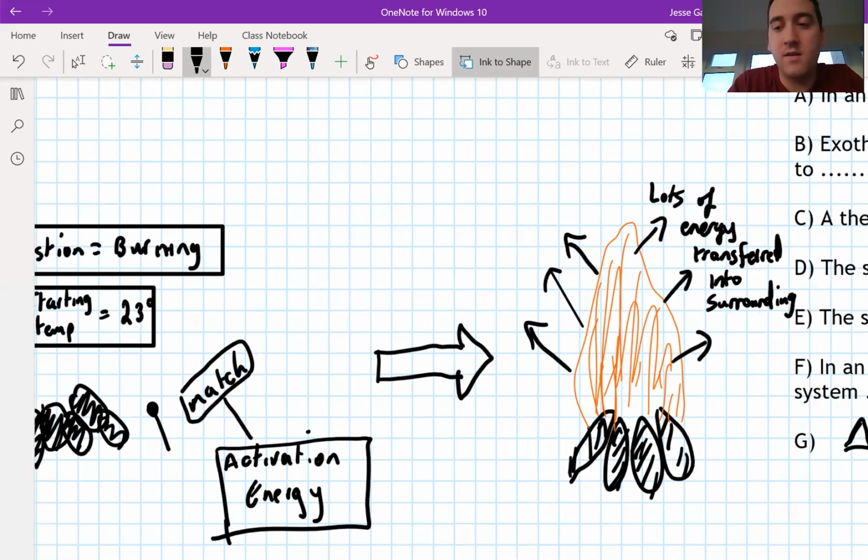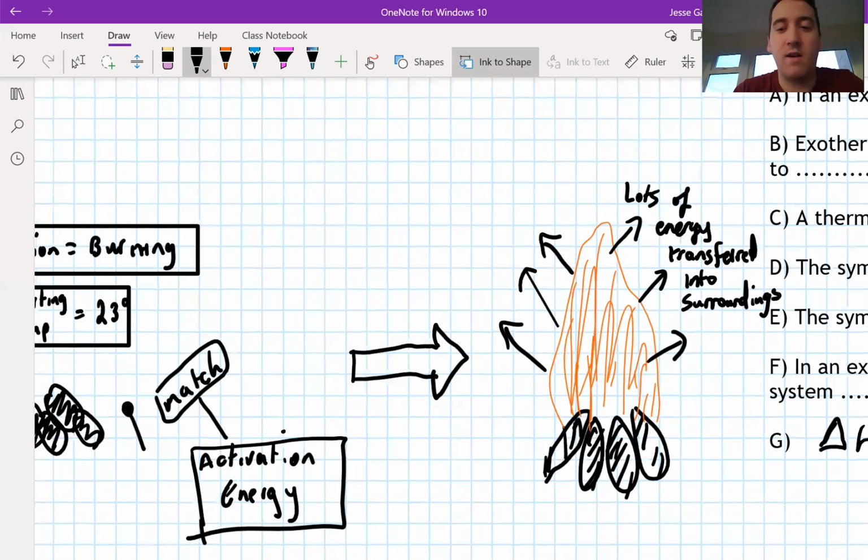So in this case, the fire or the wood is the system, and the air around, it could be your sitting room if you're lighting a fire in the sitting room, it could be a campsite if you're lighting a fire in a camp, then that is your surroundings.